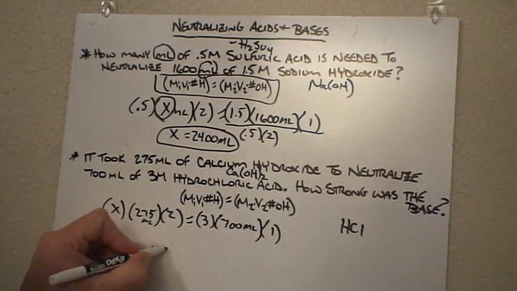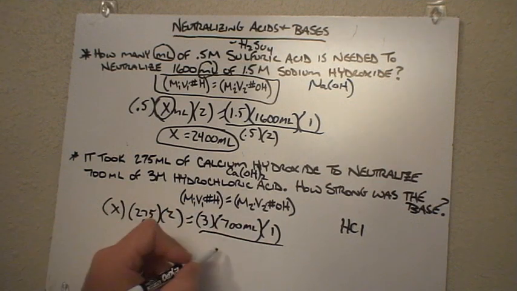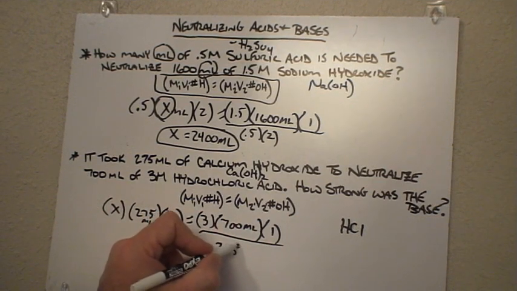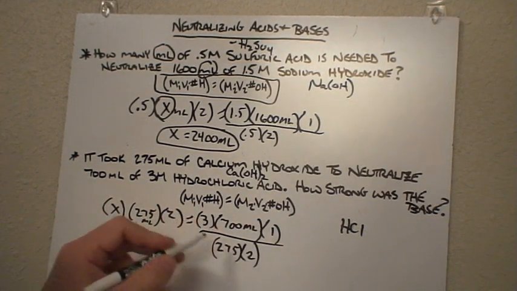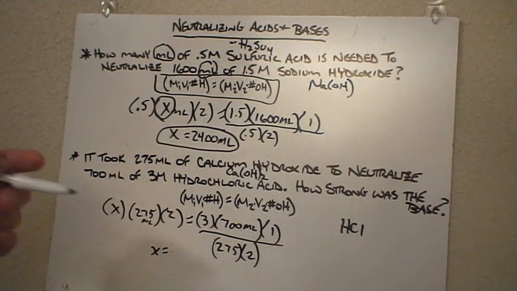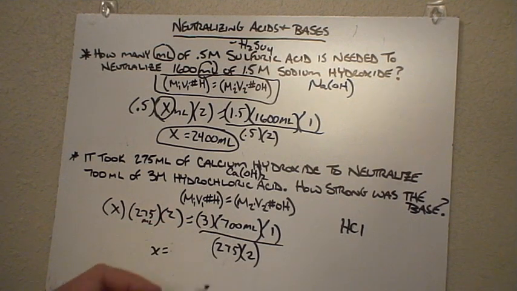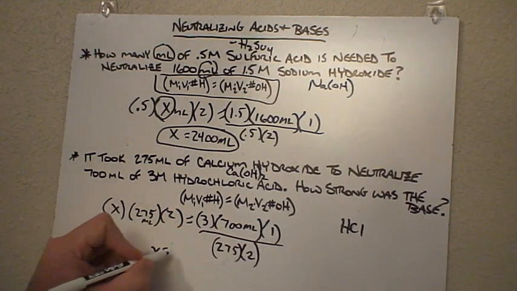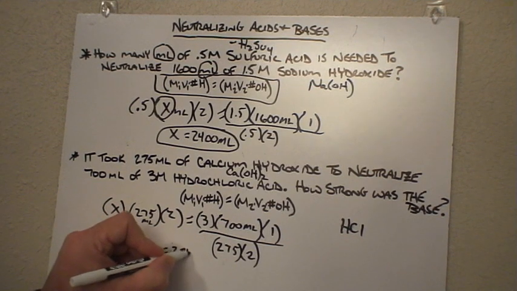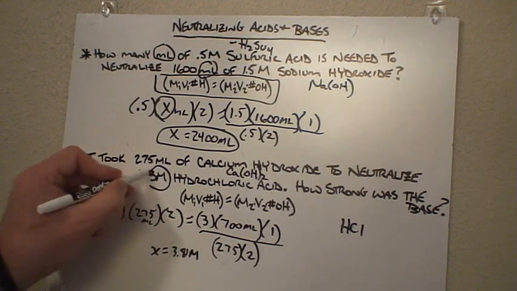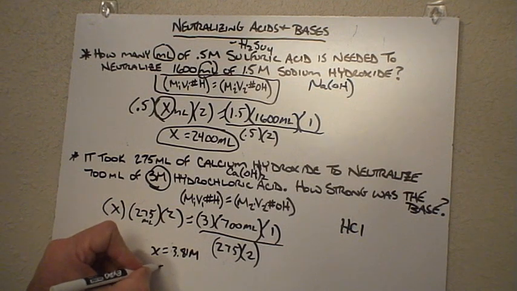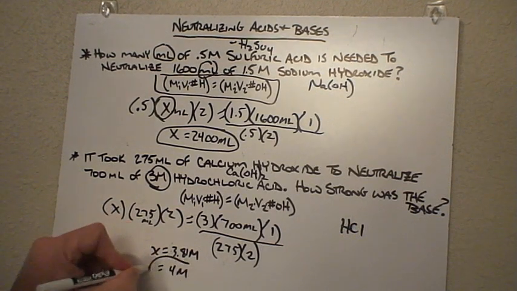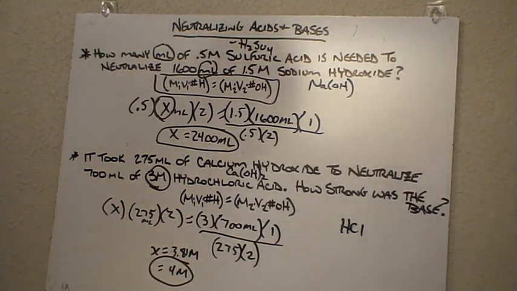So I'm getting X by itself, which means that I divide both sides by the product of 275 and 2. Again, take it in one session with your calculator to eliminate any other errors. 3 times 700 equals, divided by parentheses, 275 times 2. X equals 3.81 for my strength. Now if you want to get really technical, we have 1 significant figure here, so then we would call my base 4 molar concentration.